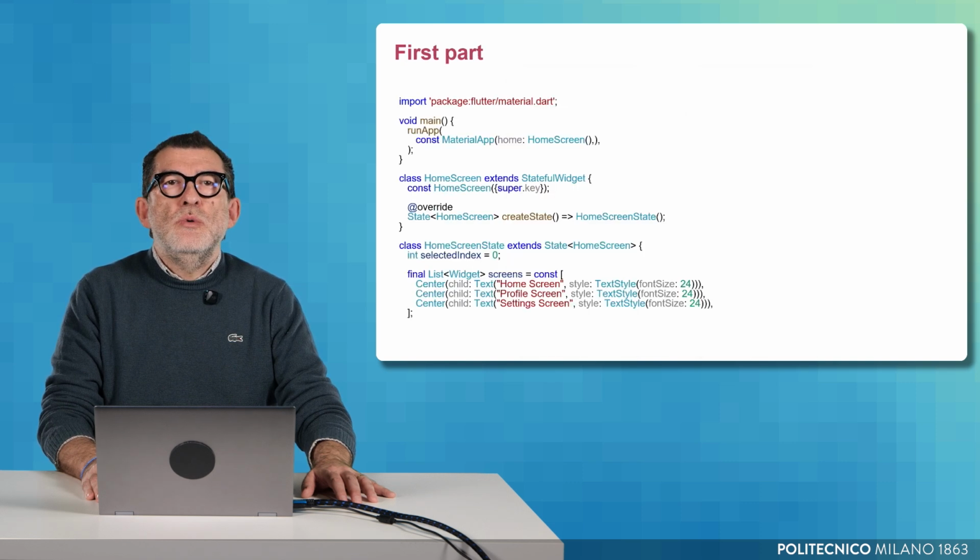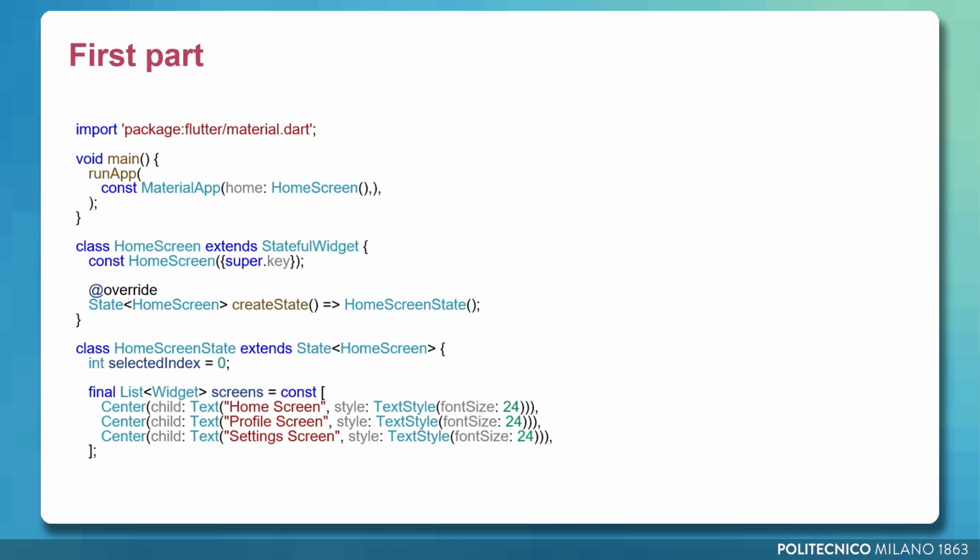The first part of the code is very similar to what we have already seen before. We have the main function, which calls runApp, where we create a material app that defines the home screen. The home screen is stateful for the same reason as before. We need to keep track of which part of the application we are currently working on. The home screen state acts as the usual state manager. Once again, we define a state element, an integer called selectedIndex, whose initial value is 0.